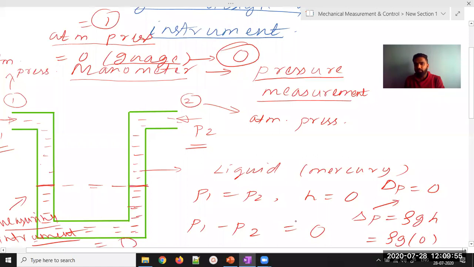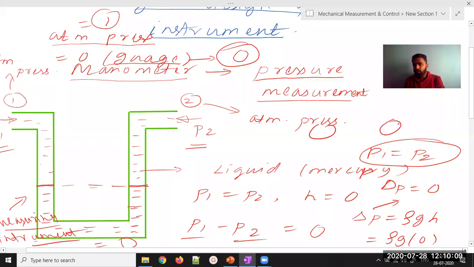That's why we are getting P1 minus P2. We already know this is equal to 1. But since P1 is equal to P2, okay, so even though there is pressure on both the sides, the instrument will read as 0. Why will it read it as 0? Because this is measured in terms of gauge pressure.